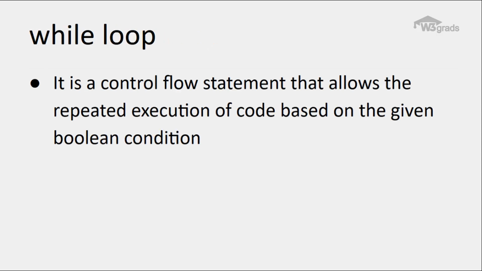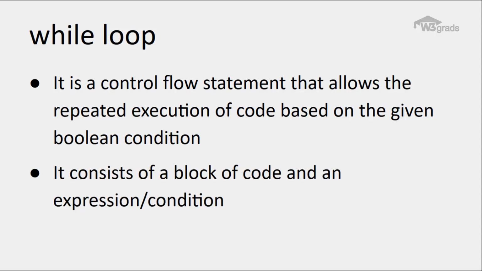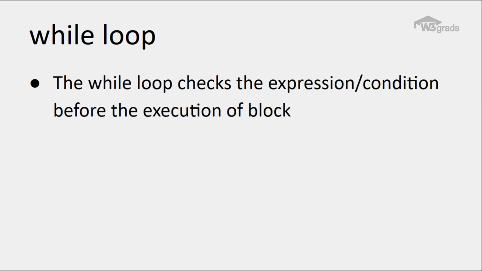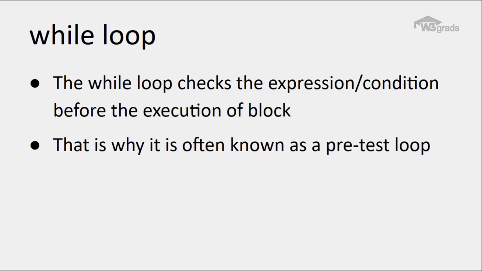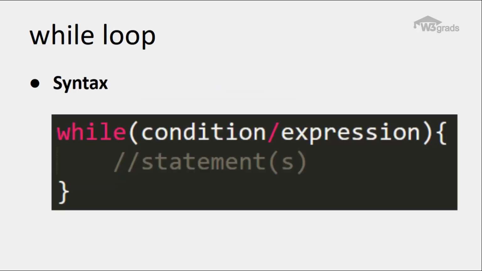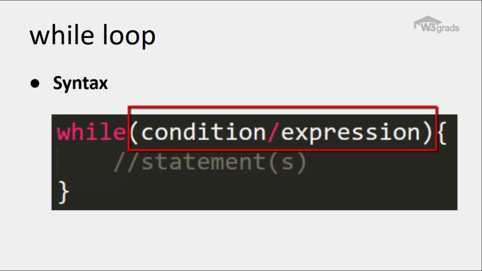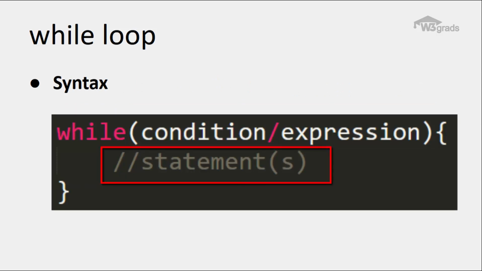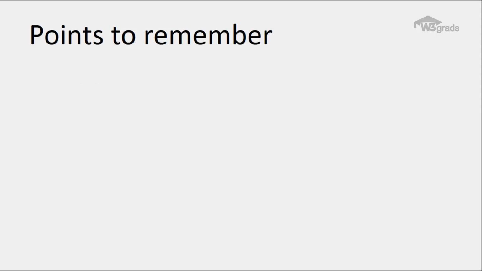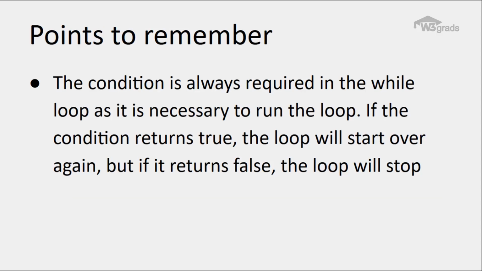A while loop is a control flow statement that allows the repeated execution of code based on the given Boolean condition. It consists of a block of code and an expression condition. The while loop checks the expression condition before the execution of the block. That's why this control structure is often known as a pre-test loop. Here is the syntax of the while loop. The condition is tested in the while loop, and the statements inside the loop body will execute if the condition evaluates to true. Now, there are a couple of points which need to be remembered. The first point is, the condition is always required in the while loop because it is necessary to run the loop.